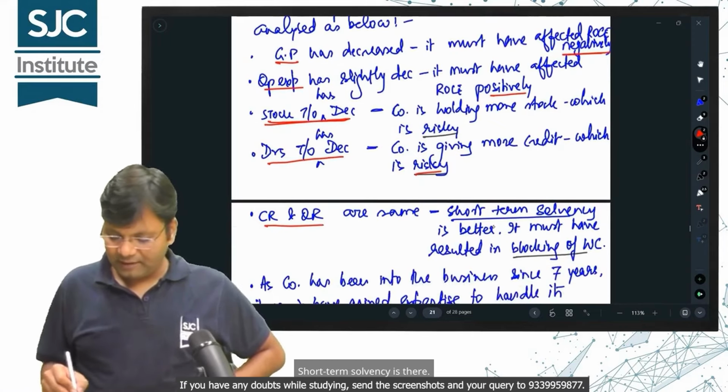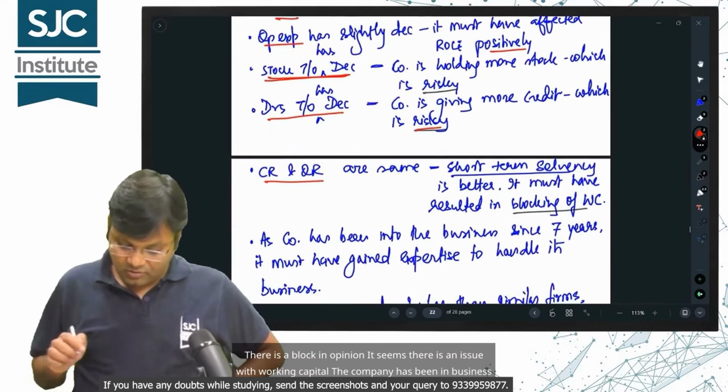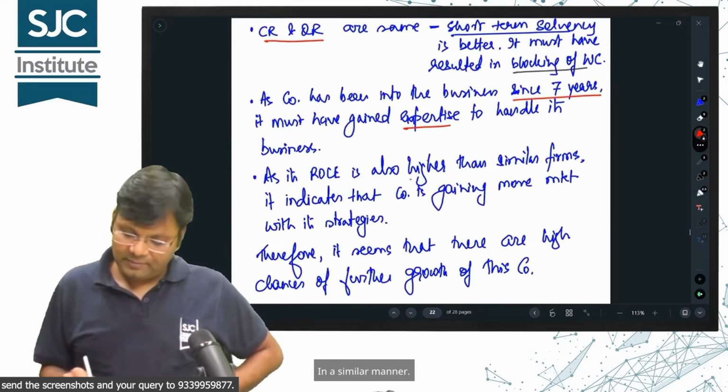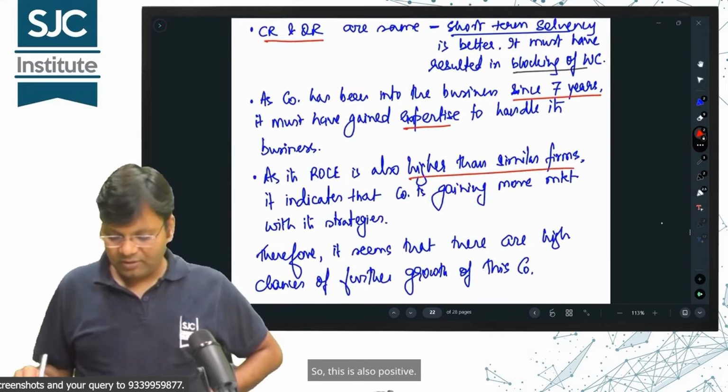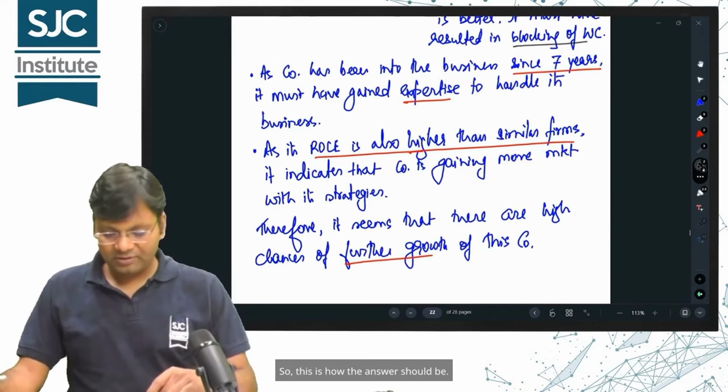Short-term solvency is there. There is a block in opinion. It seems there is an issue with working capital. The company has been in business for 7 years. So, this is positive. They must have gained expertise. Then, the ROC is higher as well, in a similar manner. So, this is also positive. And that's why I feel that there should be further growth. So, you have given your justification. All right. So, this is how the answer should be.